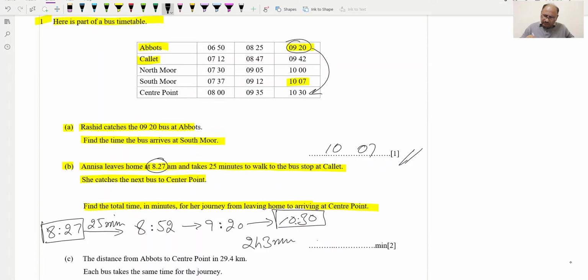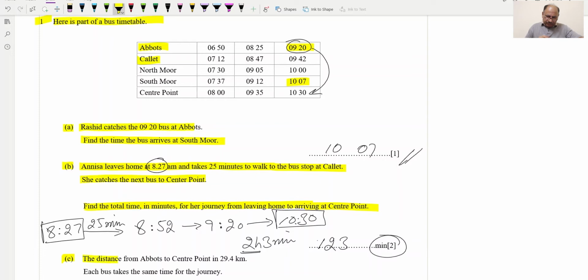But the thing is that they are asking for the answer in minutes. So 2 hours will be 120. 120 plus 3 will be 123 minutes. So we can write 123 minutes as the answer, if you understand this.